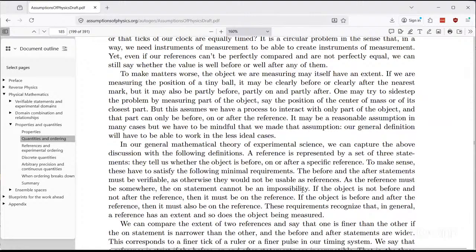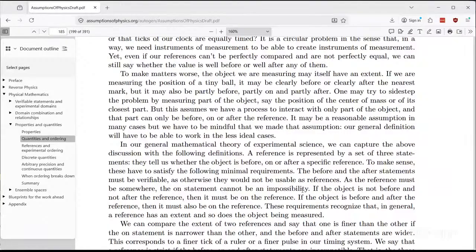To make matters worse, the object we are measuring may itself have an extent. We are measuring the position of a tiny ball. It may be clearly before or clearly after the nearest mark. It may also be partly before, partly on, and partly after.